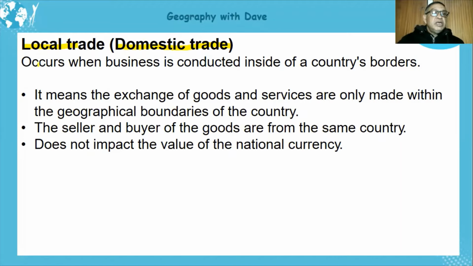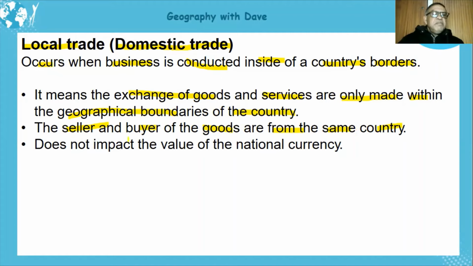It occurs when business is conducted inside the country's borders, within the country. When things are sold or bought within South Africa, that is local or domestic trade. And what does it mean then? The exchange of goods and services is only made within the geographical boundaries of the country, domestic. The seller and buyer of goods are from the same country.